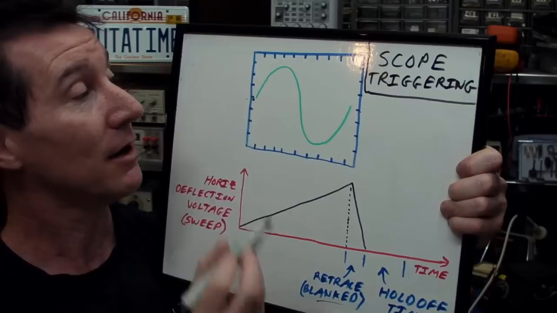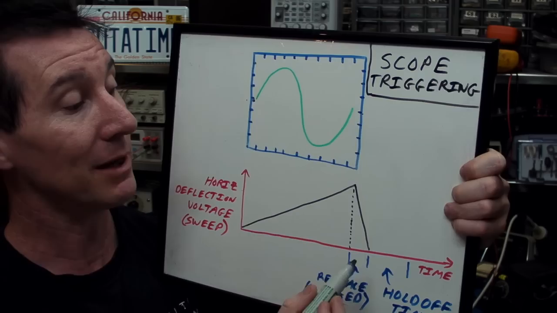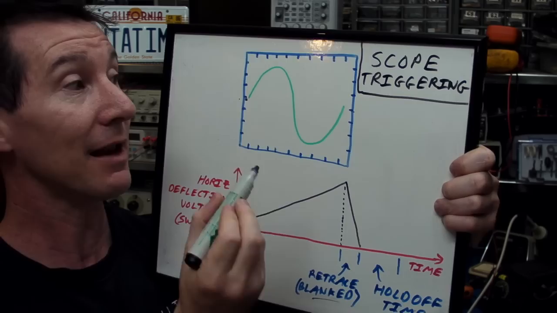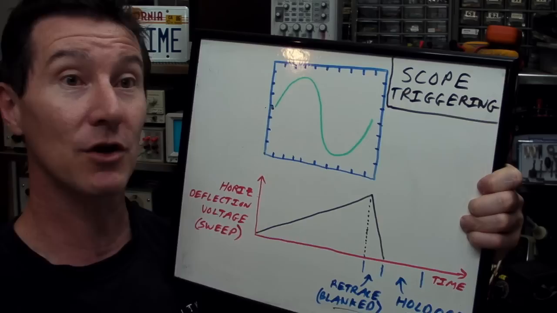So when your beam sweeps across like this and gets to the end of the waveform, instead of just immediately retracing back like that, well, it still retraces back, but instead of rearming straight away, rearming that trigger circuitry ready for the next trace, it just holds off.